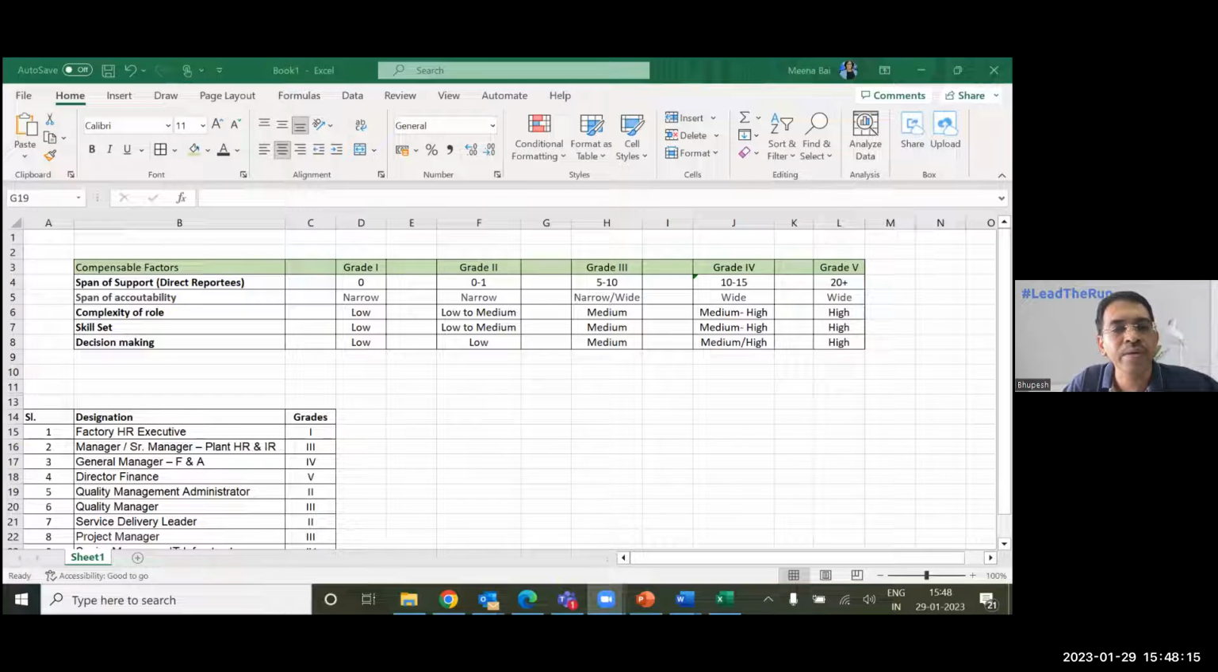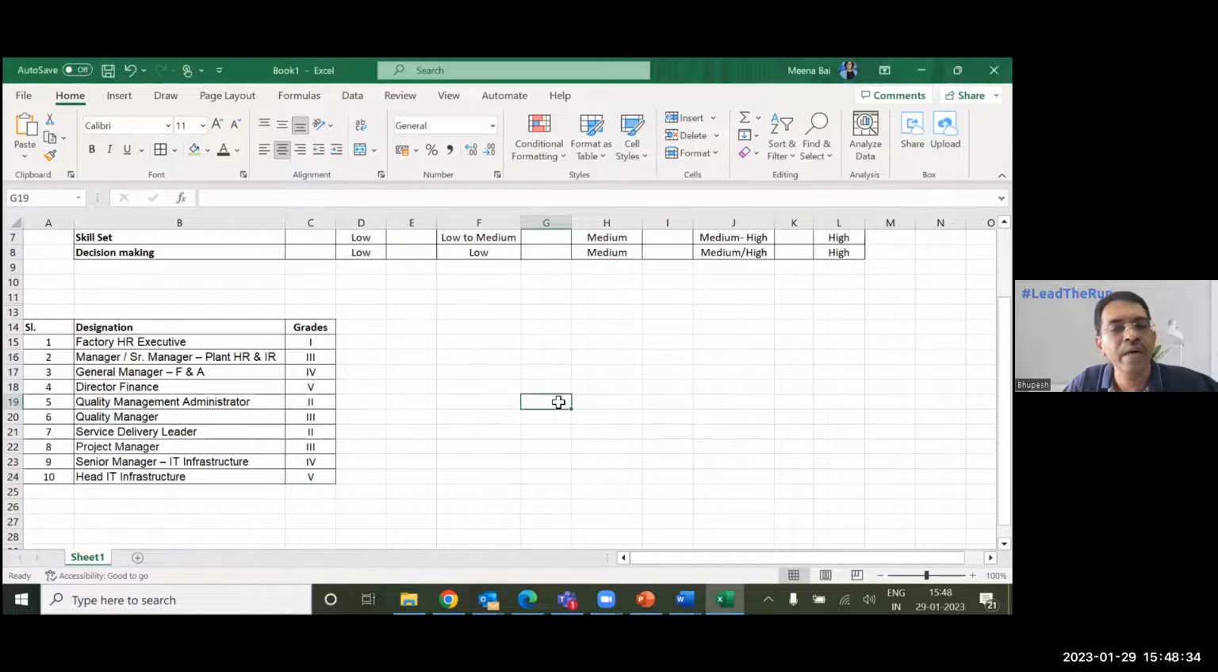And decision making, whether the decisions are independent decisions or dependable decisions, or whether a decision has an impact on the business as well as the operation and the continuity of the business. In that context, the compensable factors are there. And then we looked at the various job families which are mentioned. We picked up 2 each, and then we factored them under the various levels.